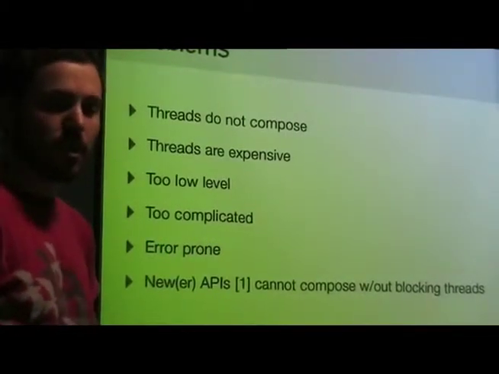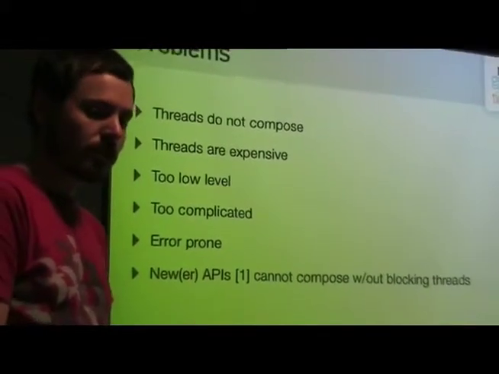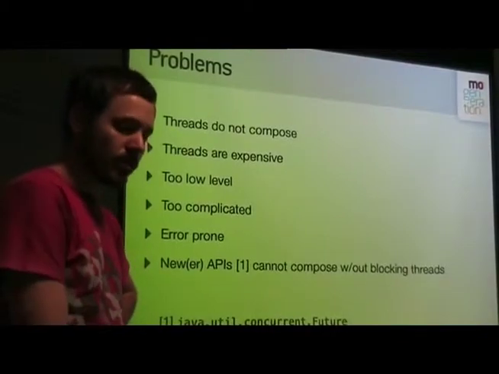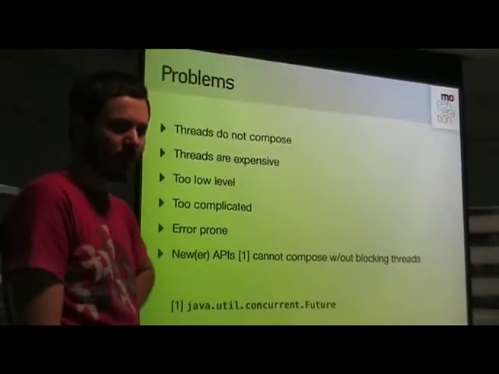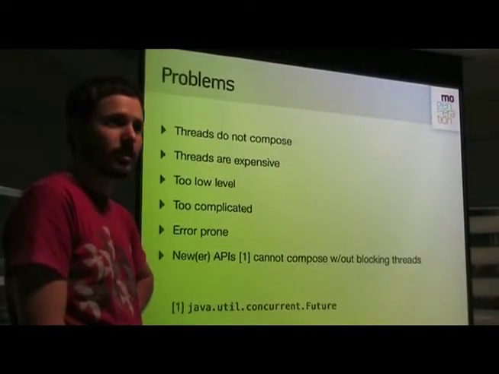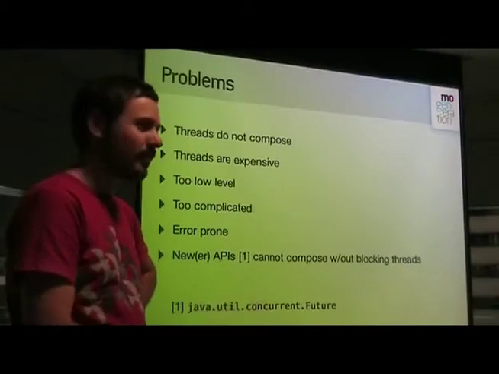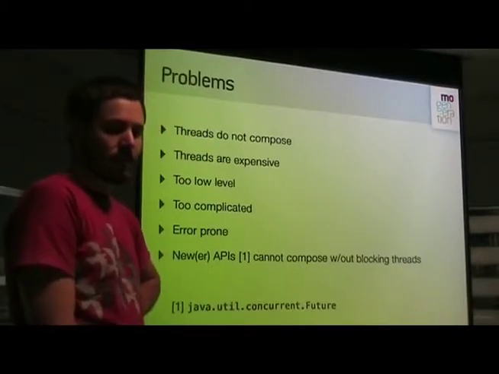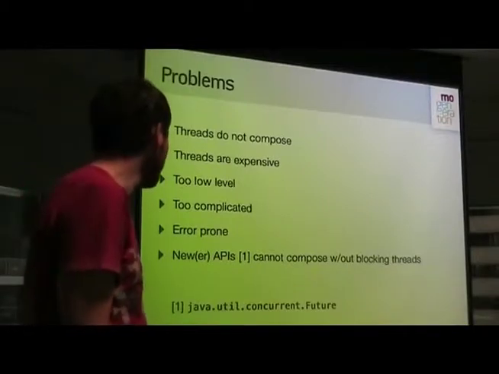So some of the problems with threading, two slides. Threads don't compose very easily. They're expensive to create in some OSs. They're a bit too low level, like nobody really wants to deal with them. They're very hard to get right unless you're really good at it, and even if you're really good at it, they're very hard to get right. They can be too complicated, prone to errors, and something I stole off Aruna, who I stole a lot of these slides off, who wrote a better talk than me.